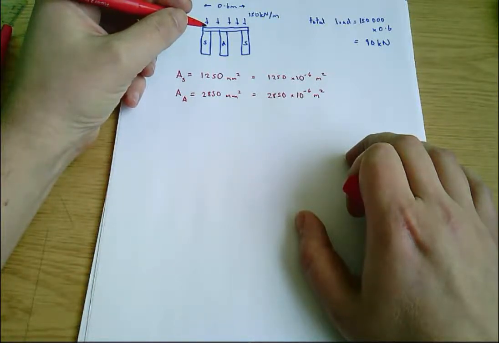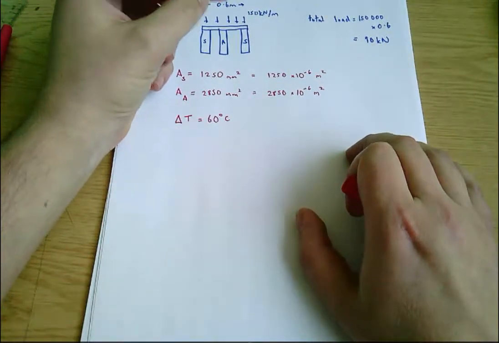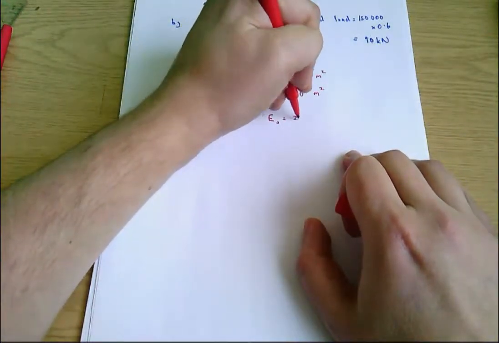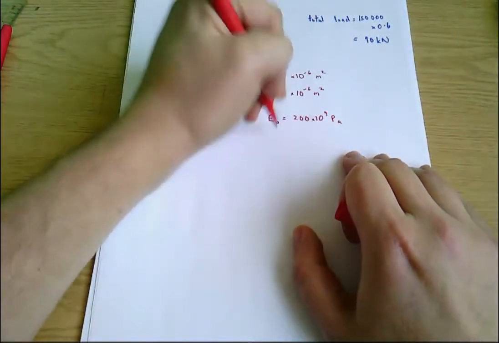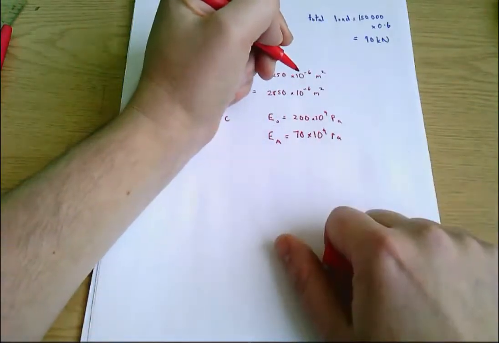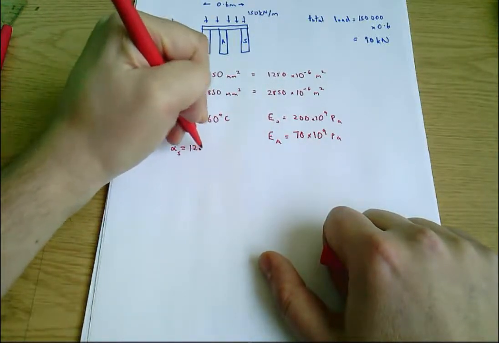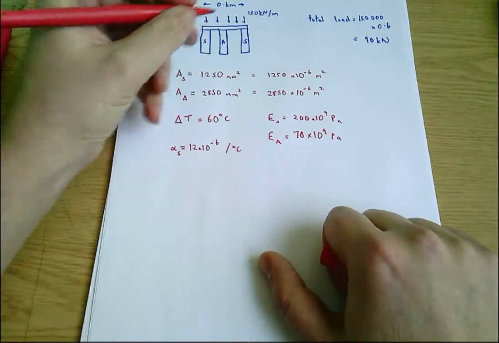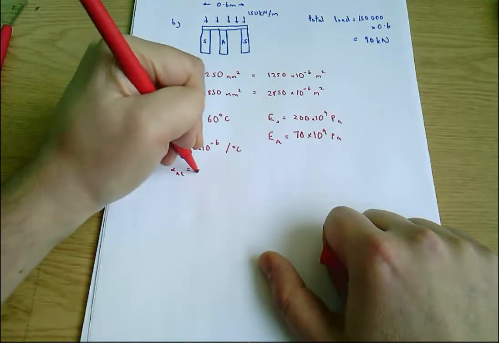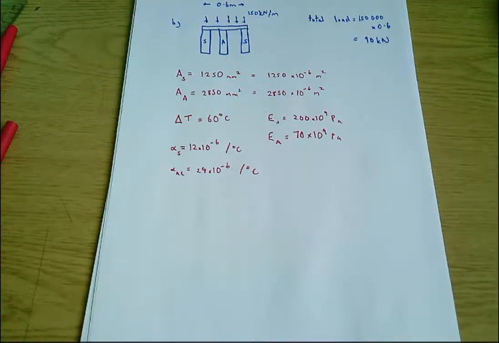Determine the normal stress developed in each post if the bar, so we've got the bar, there's also a temperature change, delta T equals 60 degrees Celsius or 60 Kelvin. Young's modulus for steel is 200 gigapascals. Young's modulus for aluminium is 70 gigapascals. And we've got expansion coefficients. Alpha for steel is 12 times 10 to the minus 6 per degree C. And alpha for aluminium is 24 times 10 to the minus 6 per degree C. Okay, so that is pretty much all of the information in the question. There's a fair amount going on there, isn't there?